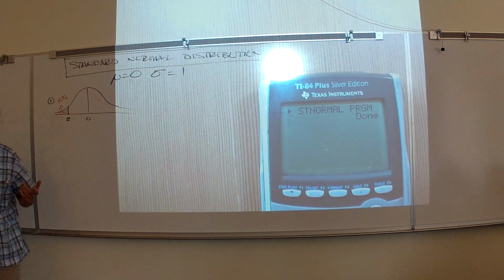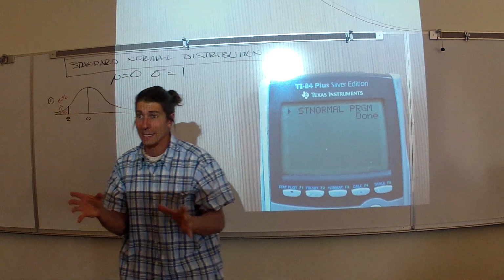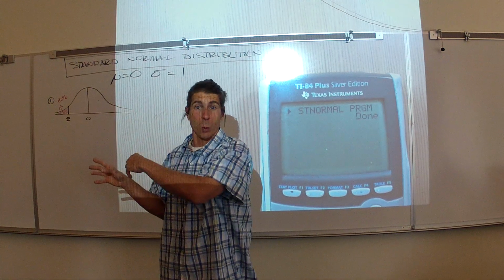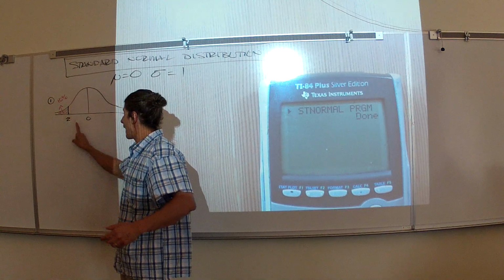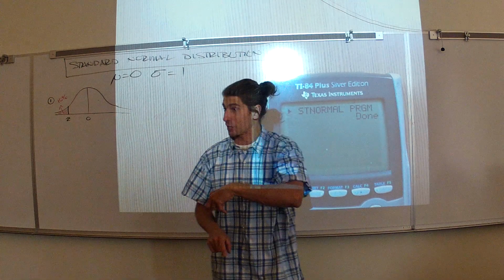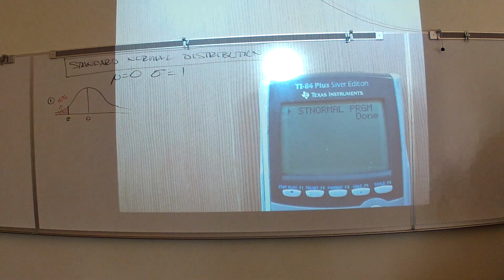This is a backwards problem, and the key to know this is a backwards problem is what? What have I given you? The percentage. I've given you the percentage, I've given you the area, and I have not given you the z-score. I'm asking you to find the z-score. That's what makes it a backwards problem. Okay, so let's go ahead and run it.